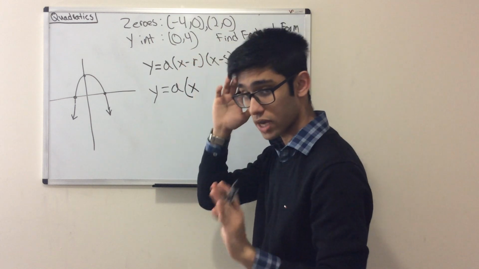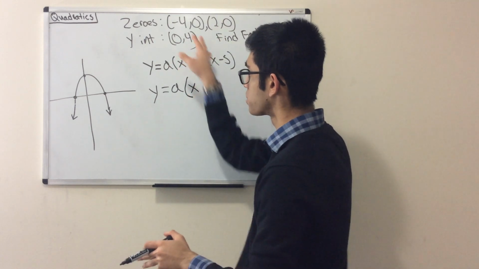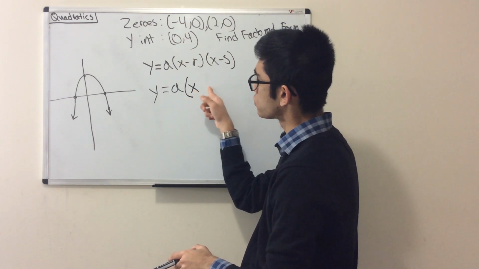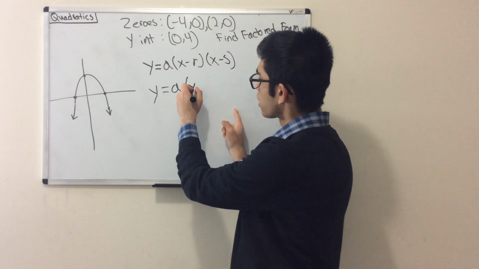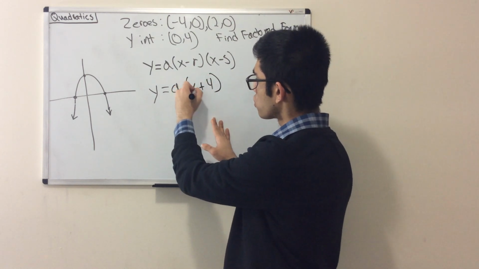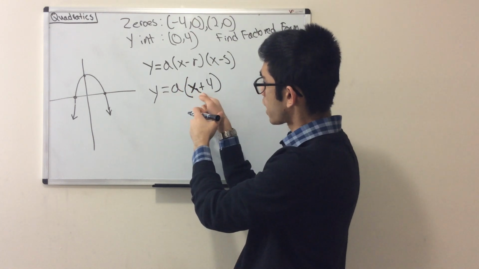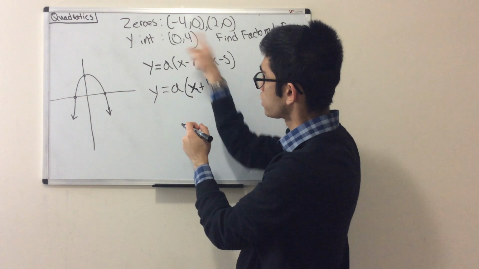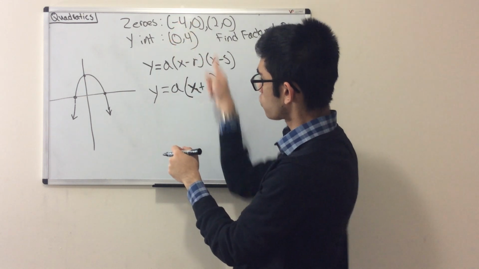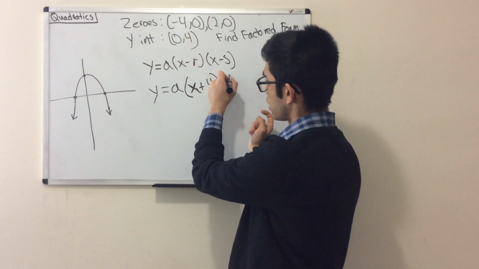And if you remember, the key thing I told you is you flip the signs when you're going from factored form to zeros and zeros to factored form. So instead of writing x minus 4 as one of my factors, I'm going to write x plus 4. Because when I'm going from zeros to the factor in the expression, I switch the sign. So -4 becomes +4 in the expression.